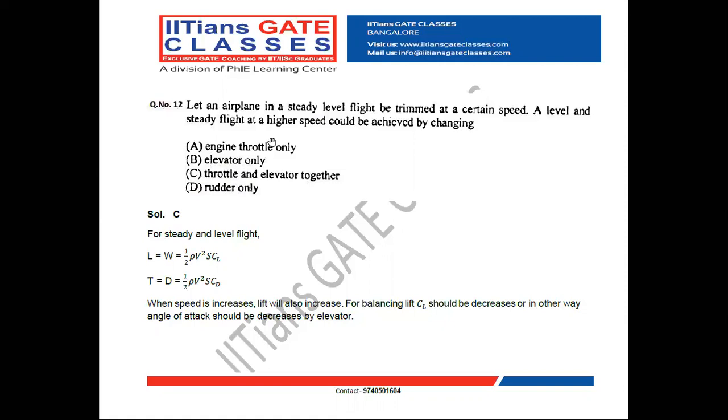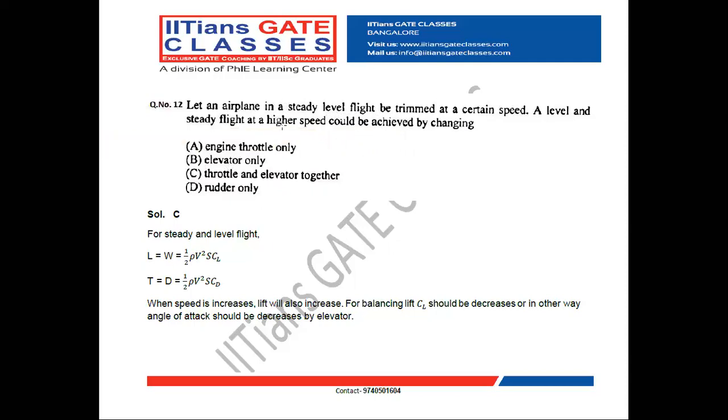In order to achieve higher speed, we have to change the throttle. So higher speed can be achieved by changing the throttle. But when you are increasing the speed, lift increases. But we have to maintain a steady level flight. So we have to maintain the same lift. That means we have to reduce some other quantity in order to compensate for the increasing speed.